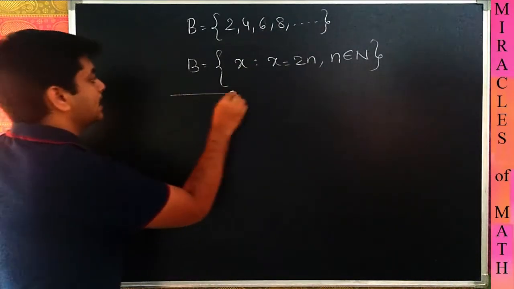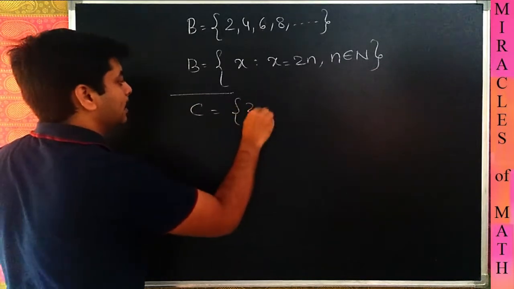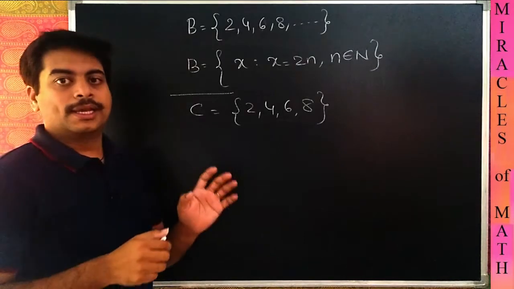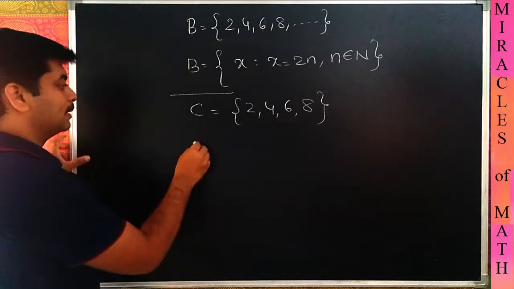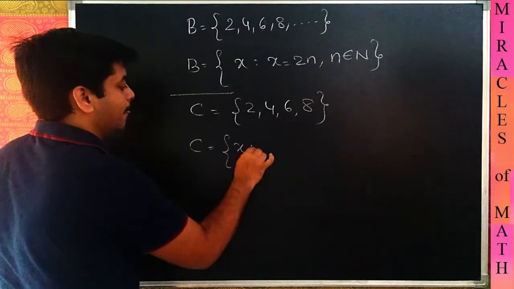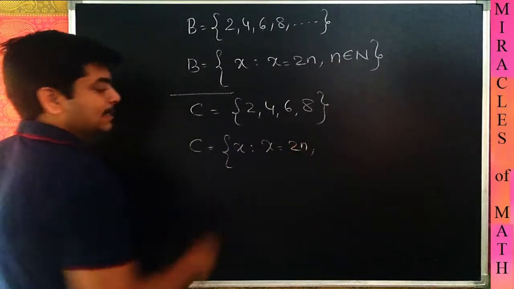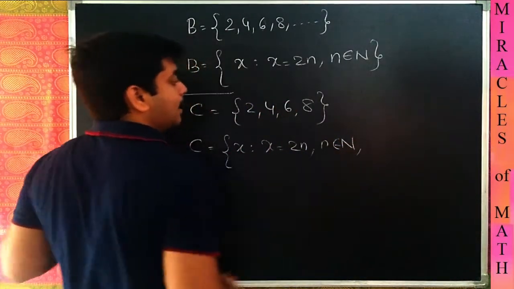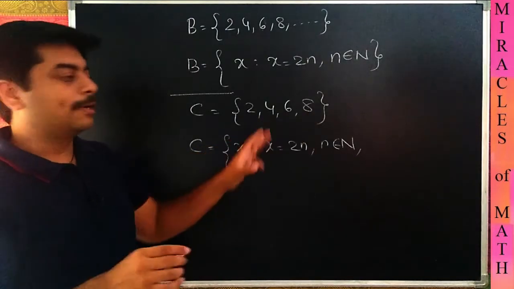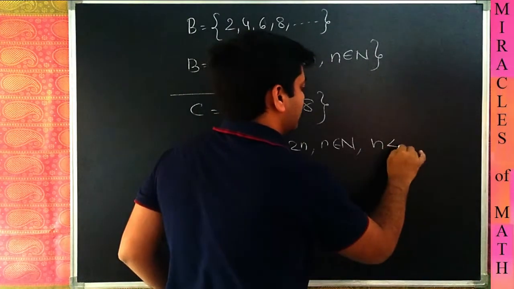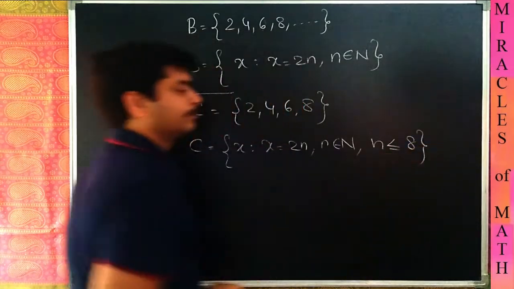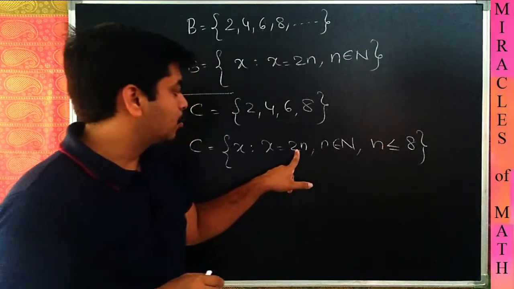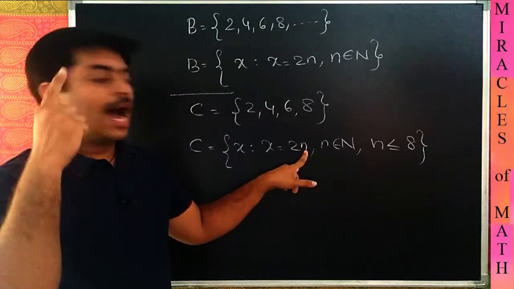Let us take one more set C with the same example. Let us stop it at 2, 4, 6, 8. Okay, so now what can we write here? Set C is equal to x such that x is equal to 2n. That means it is an even natural number where n belongs to natural numbers. And see, we stopped at 8. So n less than or equal to 8. Is that correct? It is wrong, because if you keep n equal to 8, it is going to 2 into 8, that is 16. Are we going till 16?